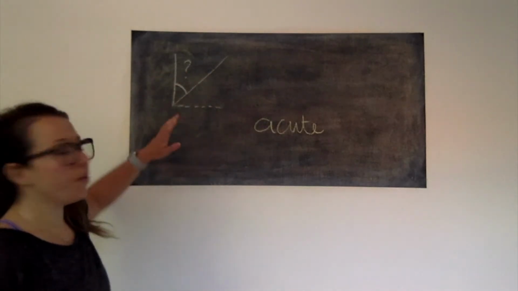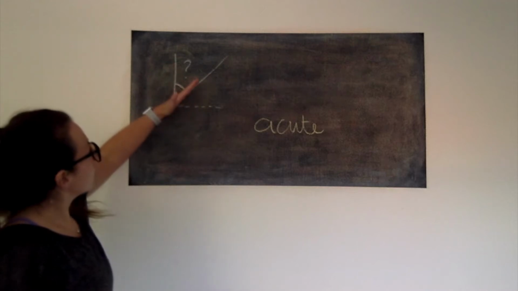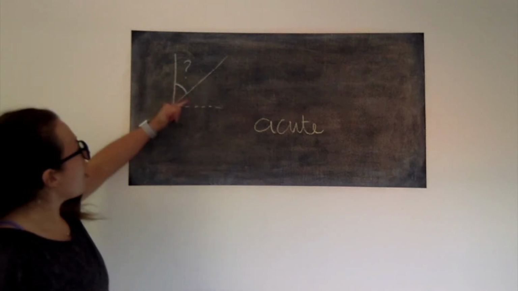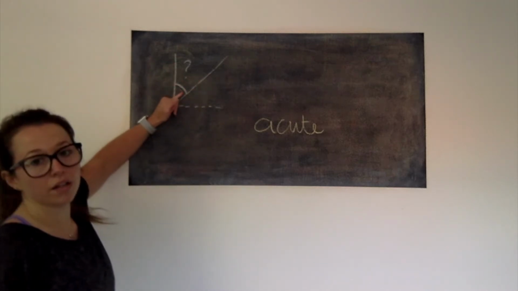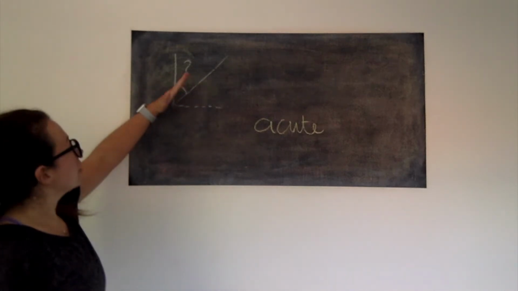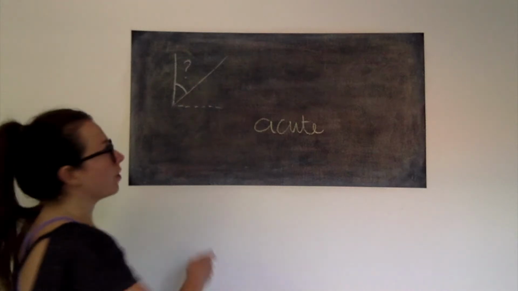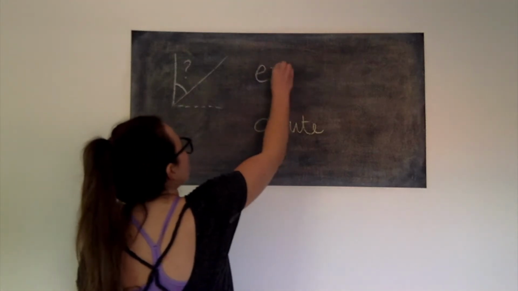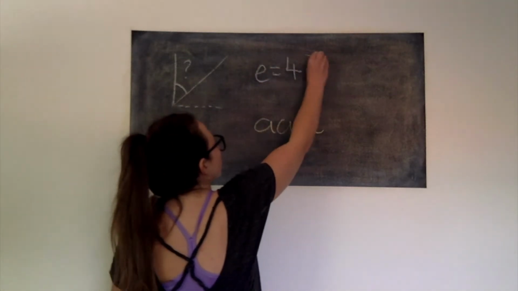But actually by doing that, I can see that this angle that I've drawn is about halfway between a 90-degree angle. So I can think, well, I know a right angle is 90 degrees, and so half of that would be 45. So my estimate for this angle would be 45 degrees.